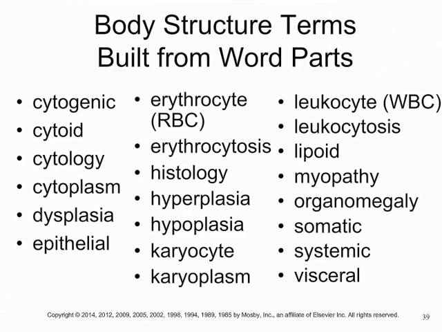Organomegaly means that you have an enlarged organ, and it could be any organ. It's not really a specific term, it's more general. Somatic means pertaining to the body, whereas systemic means pertaining to a body system. Usually it means about a specific body system, or it could be your body as a whole.